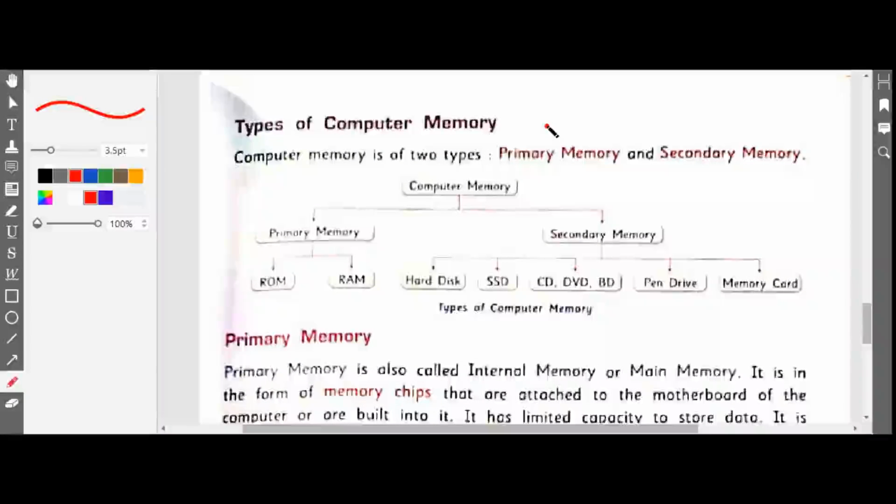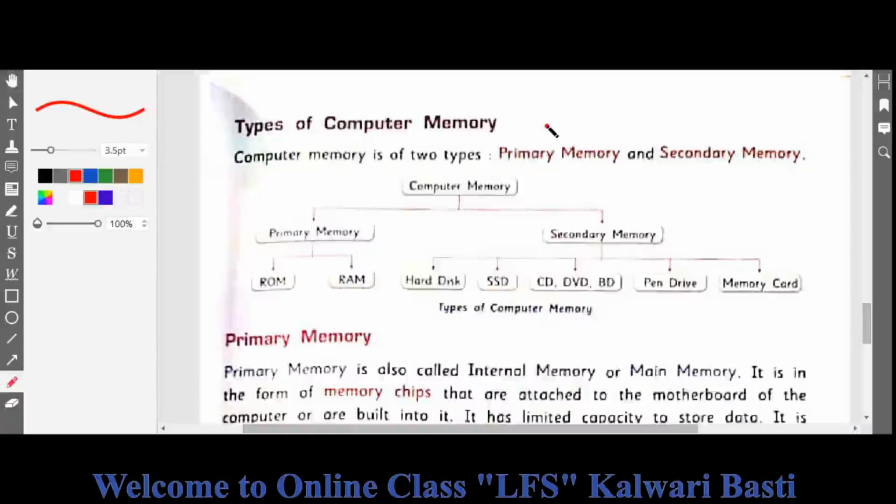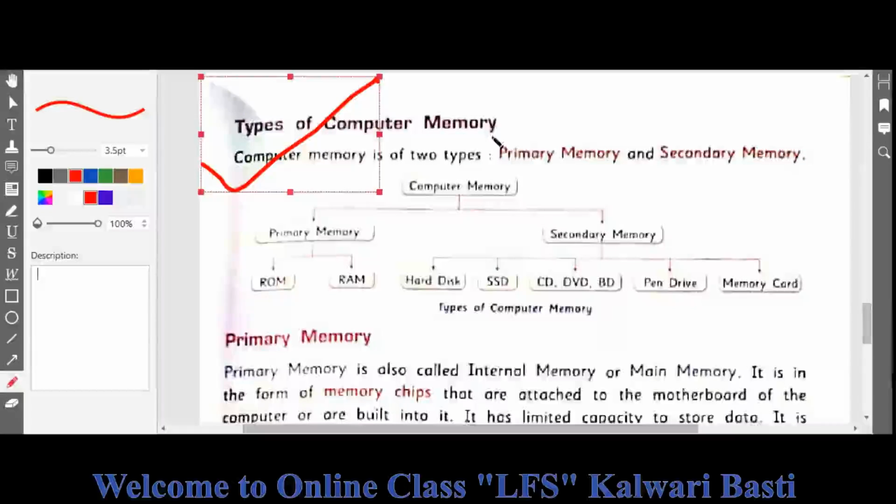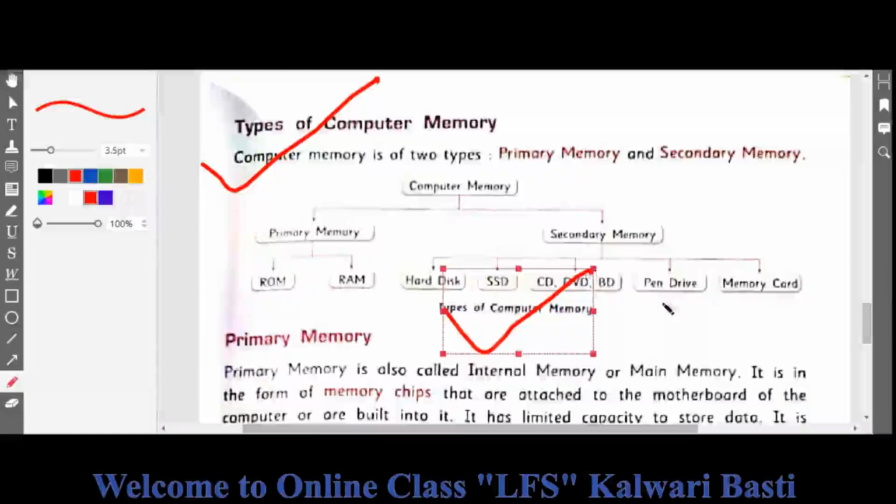Good morning, students. So, in this lesson, we will continue with the storage memory. As I discussed with you, in this video the next topic will be the types of memory. There are many types of memories, like primary memory and secondary memory. Primary memory is of two types, RAM and ROM, and the secondary memory, as mentioned in the figure, includes hard disk, SSD, CD, DVD, pen drive, memory card, etc.